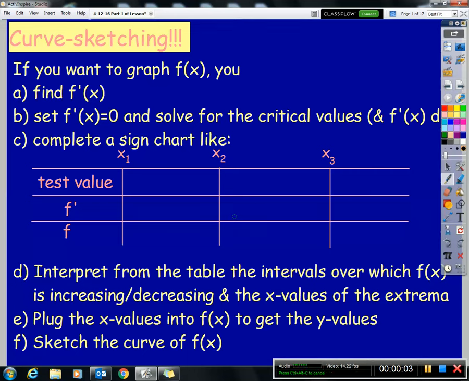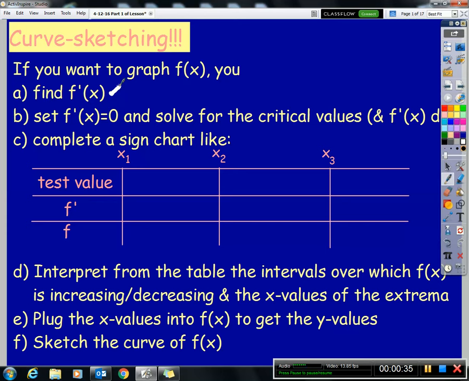Let's review what we know about curve sketching thus far, and then we'll move forward, adding details to the graph by using the second derivative. So remember, when you are curve sketching, the first thing you do is simply find f prime of x. After you take the derivative, you look at where f prime of x equals 0, solve for those x's, and also look at where f prime of x does not exist, and find those x's. Those x's are called the critical values.